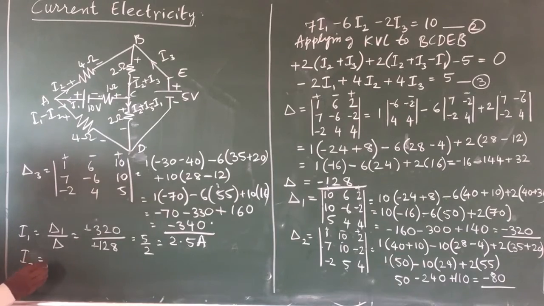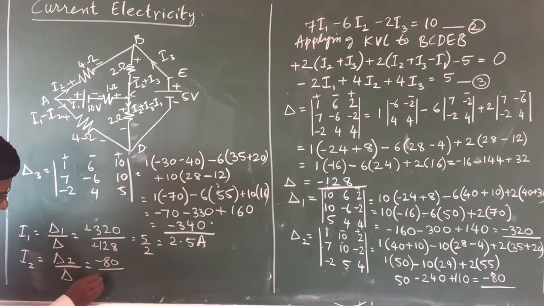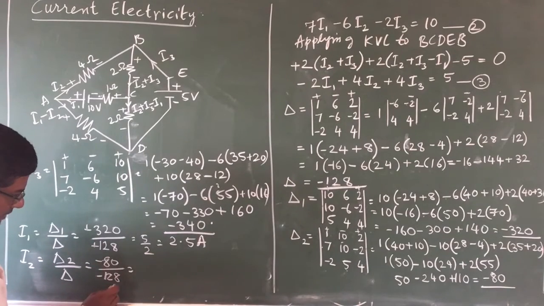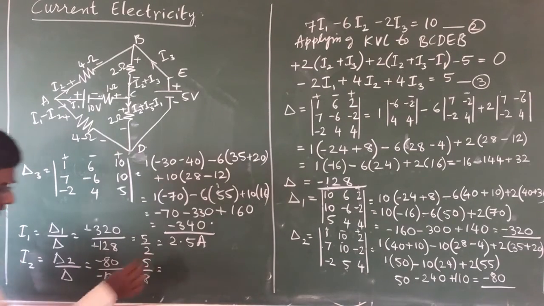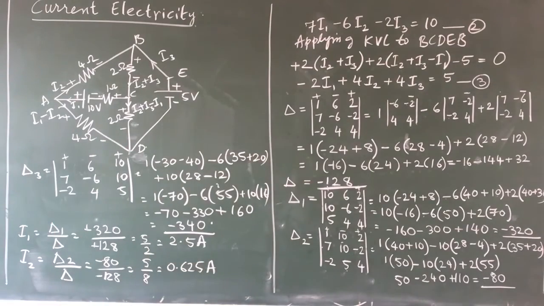Similarly, I2 is going to be delta 2 divided by delta. What is the value of my delta 2? It is minus 80 divided by minus 128. This gives me, on simplification, the value of I2. So this will be 8, 5, 16 5s are 80, and this is going to become 5 by 8. And if I write it further in the form of decimal, it will be 0.625 ampere. That is the value of my I2.